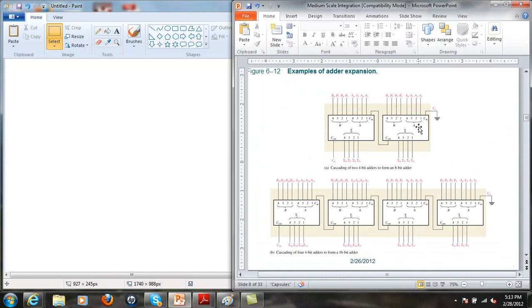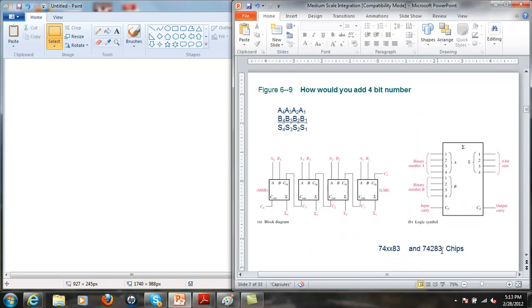And again, you can expand the 4-bit adder to an 8-bit adder. The 4 bits are added here. The carry out is carried over in here. And then these are the more significant bits, and so on. So you can keep expanding this. So that particular chip is a 74283.